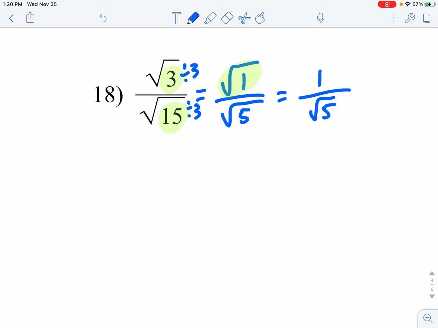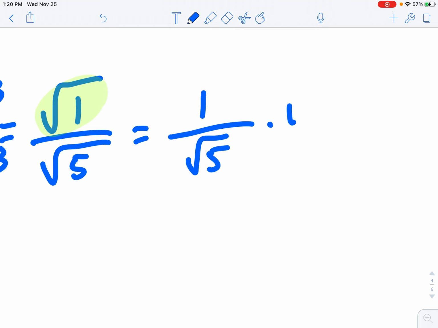Now, have I solved it? Am I done? No. There's still a radical in the bottom, which you're not allowed to have. We need to rationalize this. However, what I am working with now is a lot smaller and simpler fraction than what I started with. So by reducing this before I even start the problem, I end up with a simpler problem to solve.